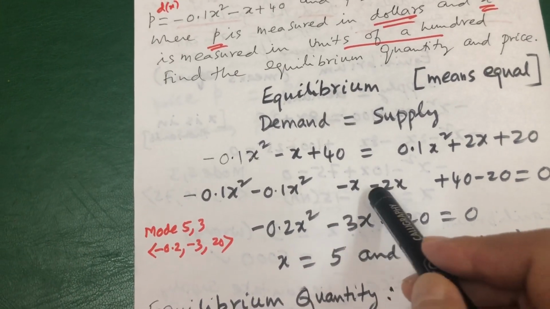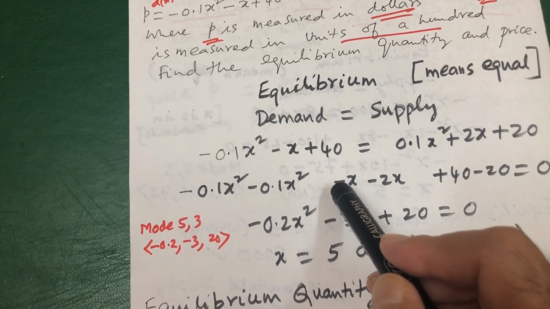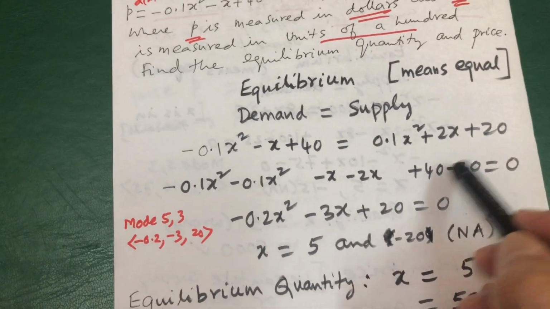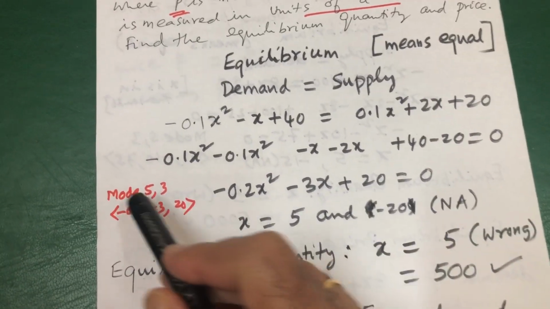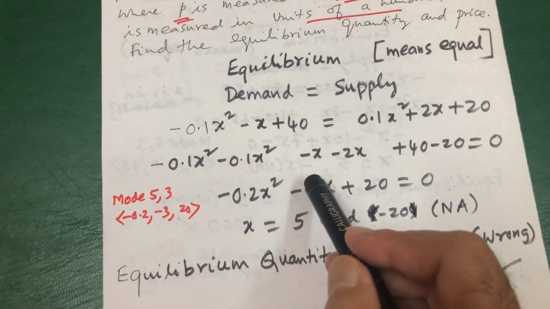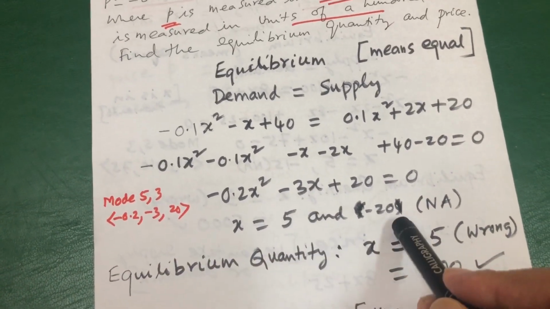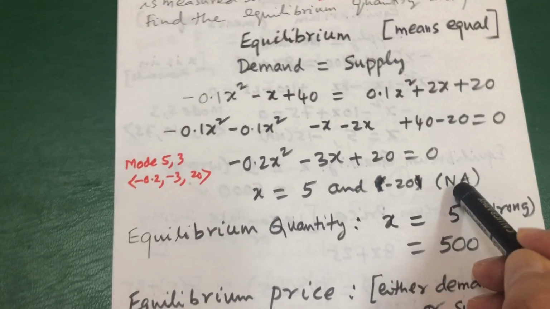And you type minus 1 minus 2 in the calculator, you get minus 3, you write x also. 40 minus 20 is 20. Use the calculator with minus 0.2, minus 3, 20, and you get x equal to 5 and minus 20 not applicable.